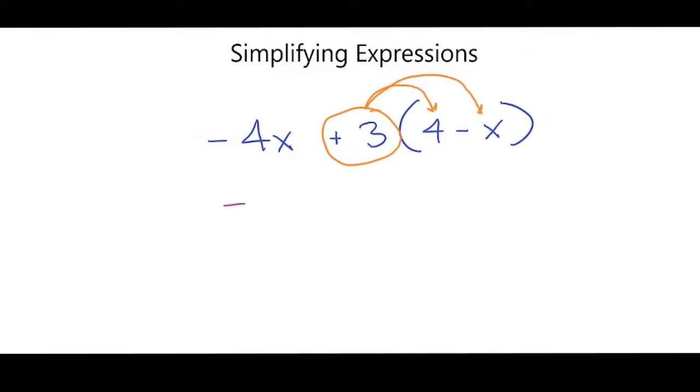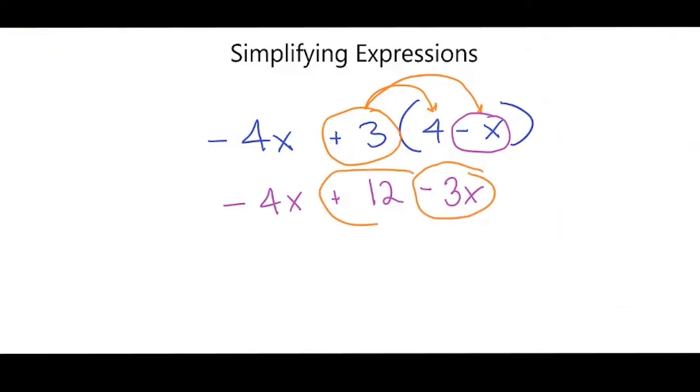All right, so I'll bring down the minus 4x, and then I will do plus 3 times 4, and that is plus 12. Now I will do plus 3 times the minus x. Well, a positive times a negative is a negative, and 3 times x is 3x. Now I circle my sign and my term, my sign and my term, and my sign and my term. So I'll start with the negative 4x, and I'll look for any other terms that are like terms with negative 4x.